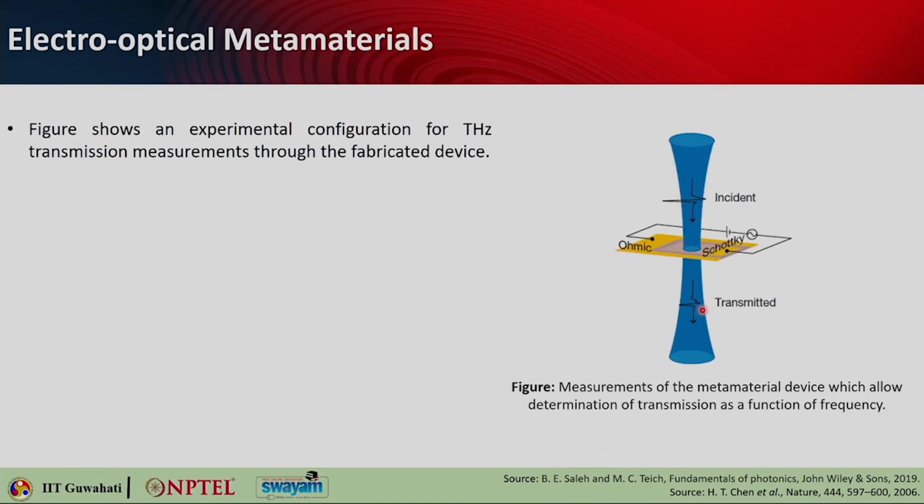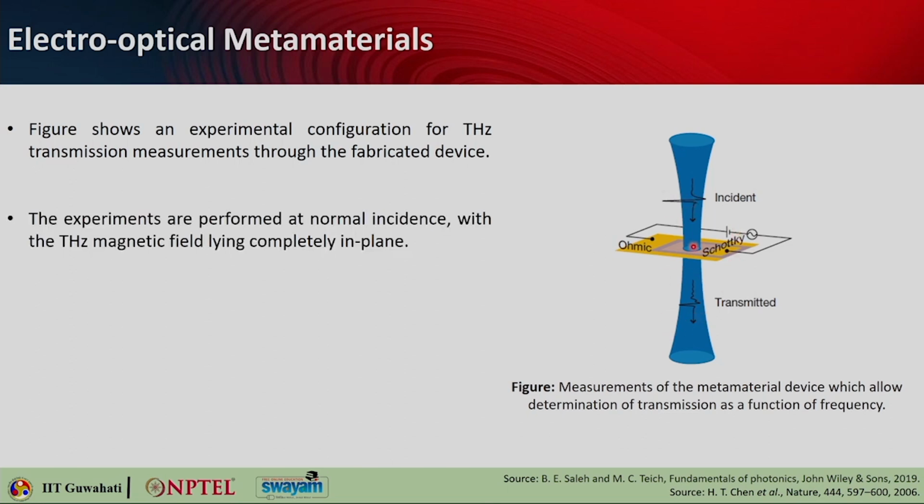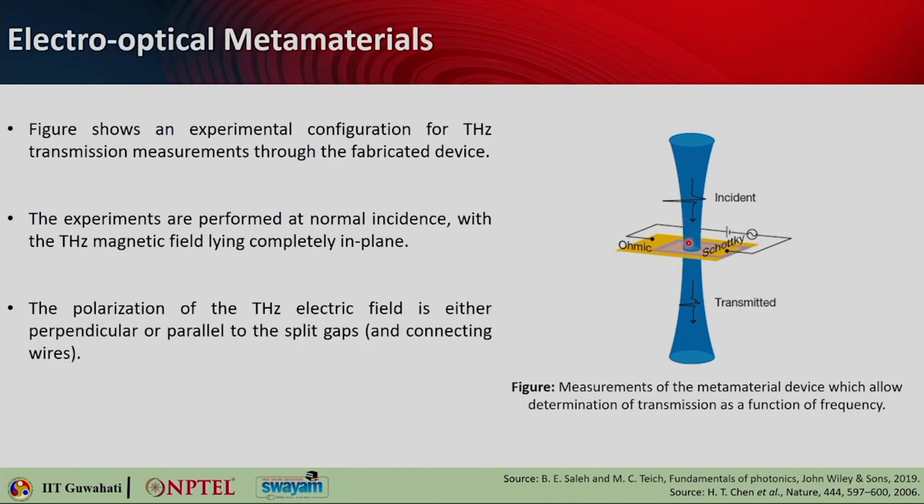This is the experimental configuration for the terahertz transmission measurement. So, this is your device that has been fabricated, and this will be the Schottky contact, this will be the ohmic contact, and you are applying a bias across it. It was conducted for normal incidence where the terahertz magnetic fields were lying in plane, and here you can see that the electric field can be either perpendicular or parallel to the split gaps and the connecting wire. So, there are two ways of having the electric field polarized. One can be perpendicular to the gap or parallel to the gap.